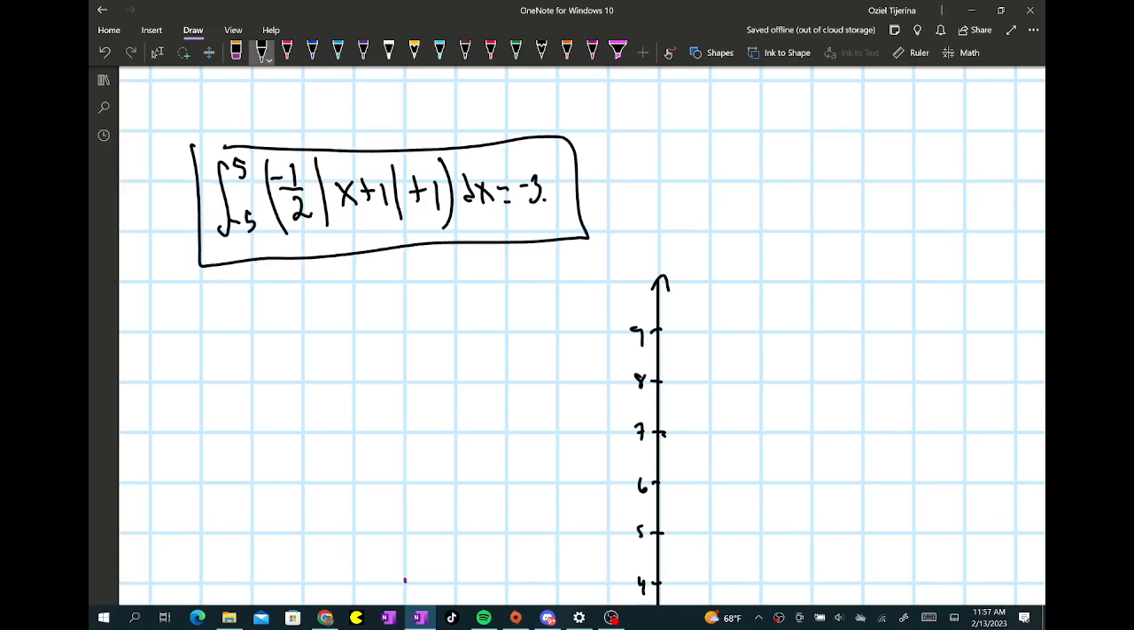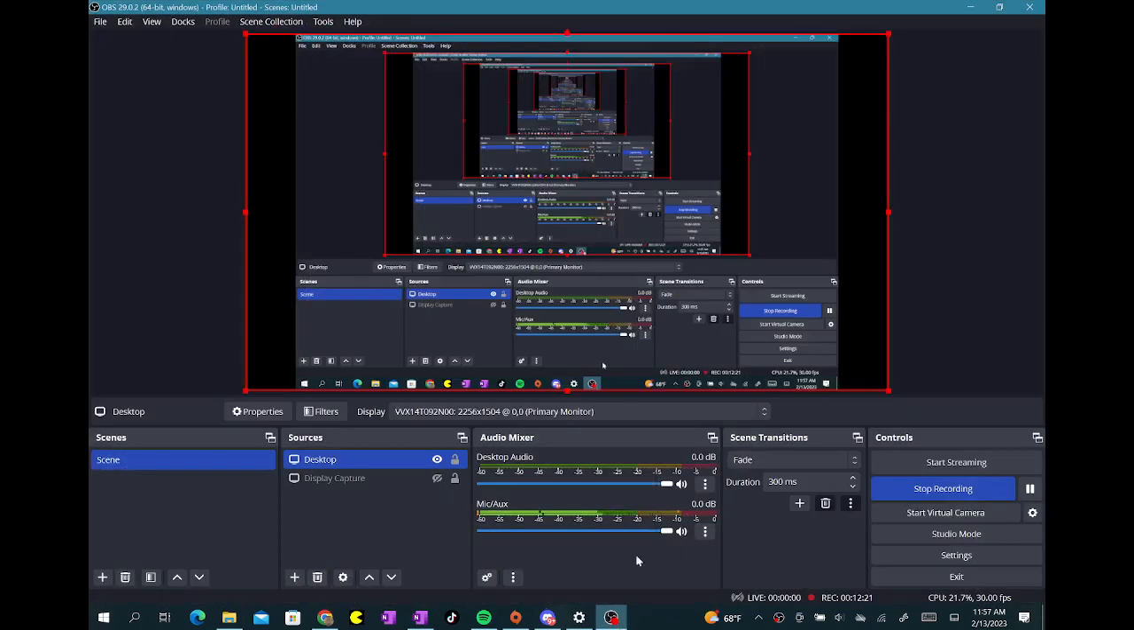If anybody does have any questions whatsoever, please do let me know. I really tried to go as fast as I could with this problem. But basically the idea is you're splitting it into different shapes, and then you're finding the area of those different shapes.